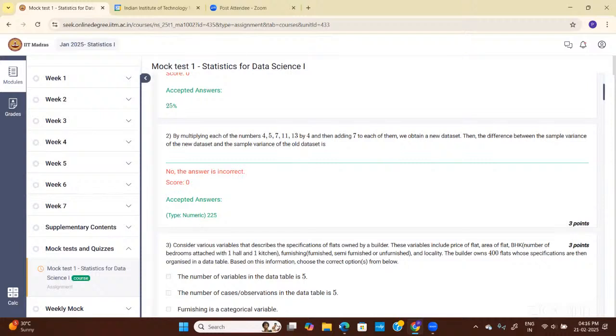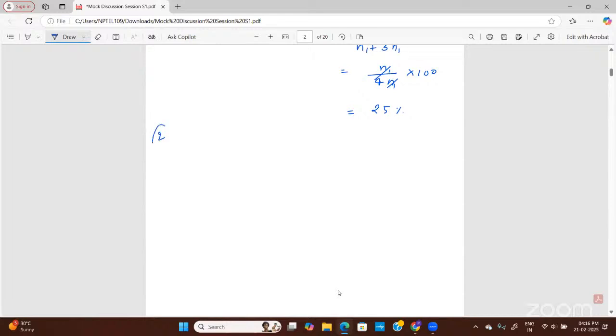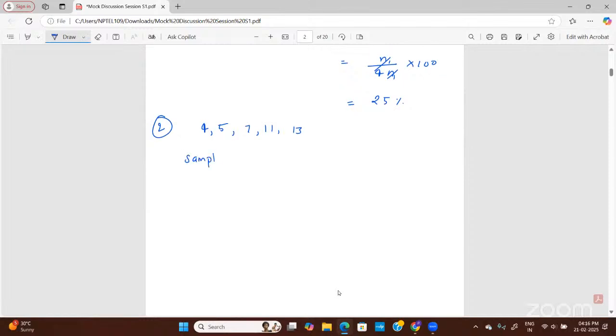Okay, let me solve it. The data set we are given is 4, 5, 7, 11, and 13, right? We have to find the sample variance. What is the formula for sample variance? Summation of xi minus x bar, the mean, whole square, divided by n minus 1. Okay.